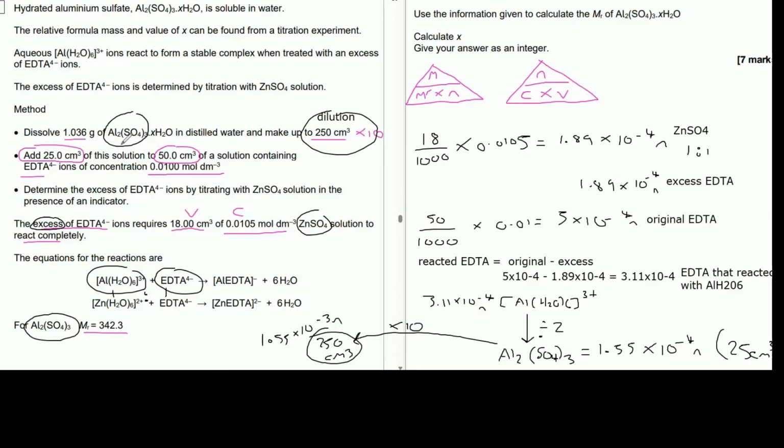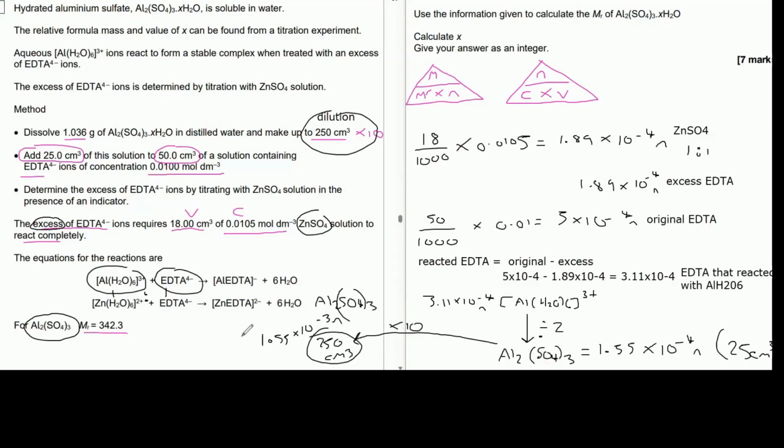I now want to turn that into grams. Now you might say, why do you want to turn that into grams? What I'm trying to do here, I know the total mass of water and aluminium sulfate was 1.036 grams. So if I can find out how many grams of that is aluminium sulfate, I'll know how many grams I've got of water, and then we can work out the moles of each. So this is my moles of aluminium sulfate, right? That's my moles of that.